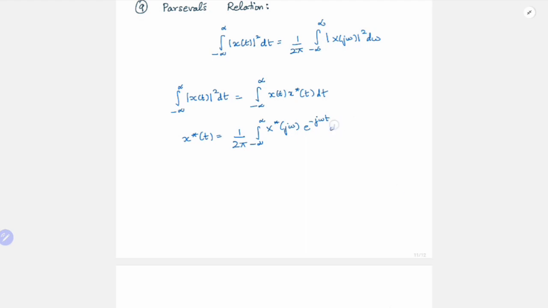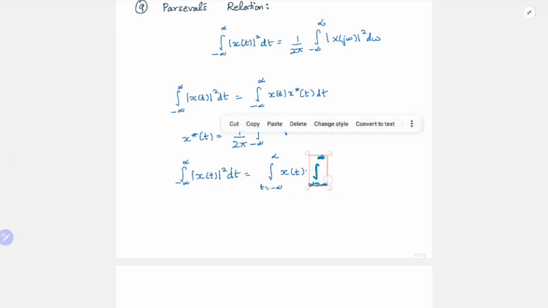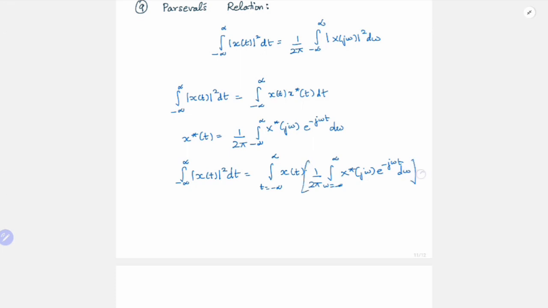right? So if we substitute that here, we have integral of mod x of t whole square dt is equal to integral t equal to minus infinity to infinity x of t, integral omega equal to minus infinity to infinity, and we also have 1 by 2 pi. So let me put it here, X star of j omega e power minus j omega t d omega into dt.